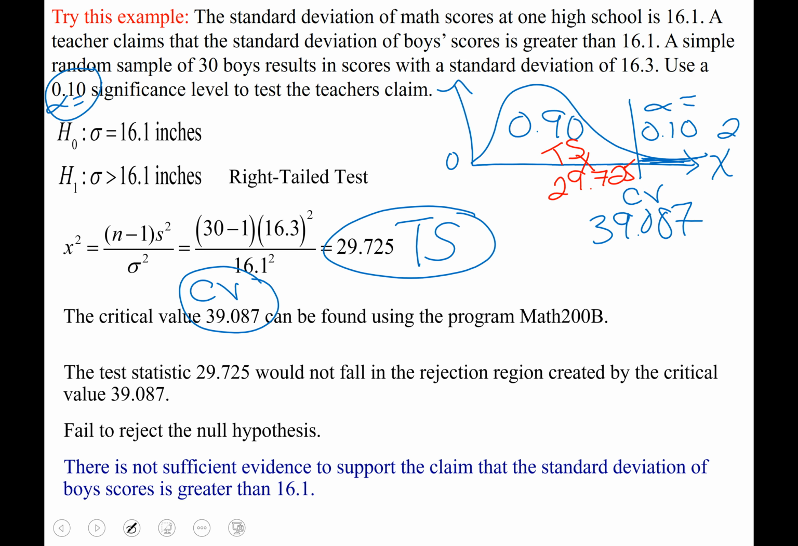And our conclusion would be there is not sufficient evidence to support the claim that the standard deviation of boys' scores is greater than 16.1.